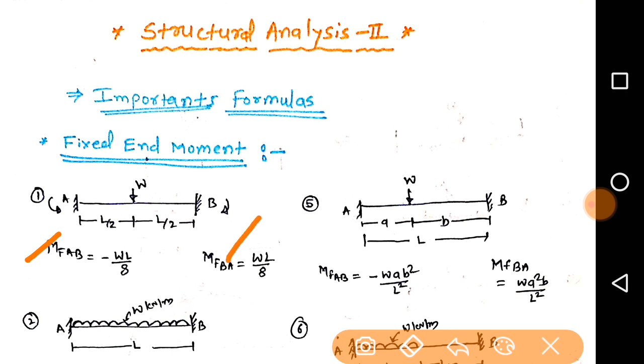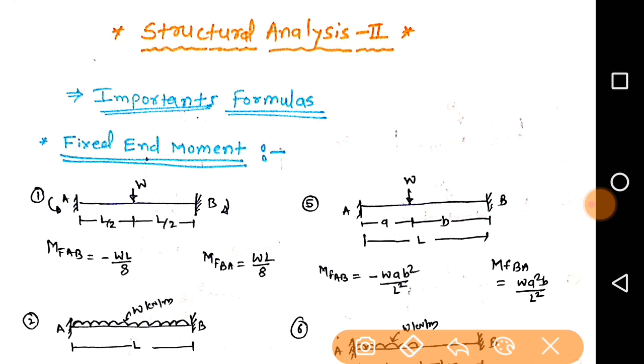What will be the fixed moment when a point load is applied centrally on a particular span AB? It will be WL by 8, WL by 8. But the first moment is negative. When we go from A to B, the moment will be negative, and when we go from B to A, the moment will be positive. So remember this formula. Here we get an idea about the fixed moment when the point load is acting centrally.